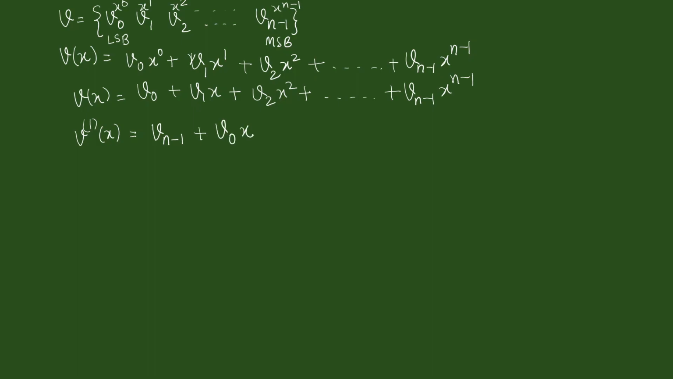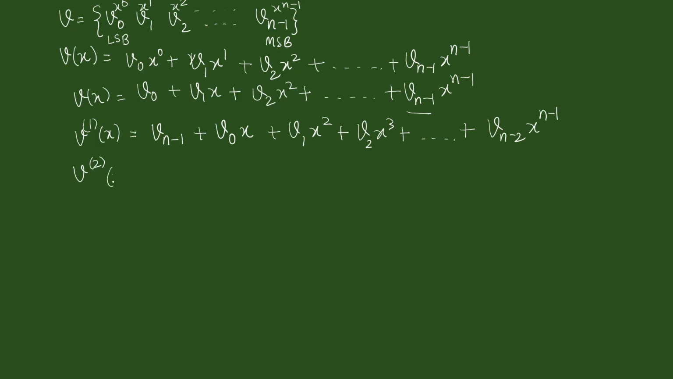Now this coefficient will come to the beginning, therefore it will correspond to the position x raised to 0. Therefore we have v n minus 1 plus v0 into x plus v1 into x square plus v2 into x cube, and so on. The last one would be v n minus 2 into x power n minus 1.